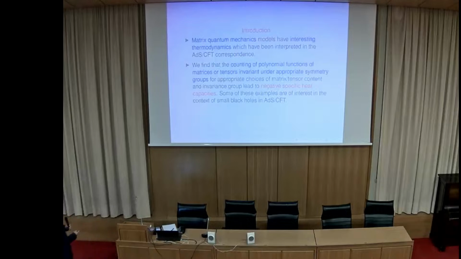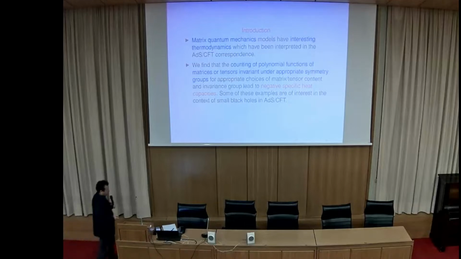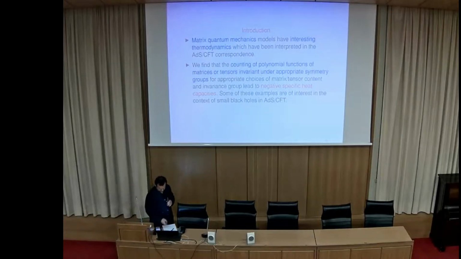So just to get started, matrix quantum mechanics models have very interesting thermodynamics, which have been interpreted in the AdS/CFT correspondence. And the mathematics behind it is the counting of polynomial functions of matrix variables or tensor variables, and we're looking at polynomial functions invariant under the appropriate symmetry group. And so within this world, there are very natural occurrences of negative heat capacities, and some of these examples may well be of interest with small black holes in AdS/CFT.